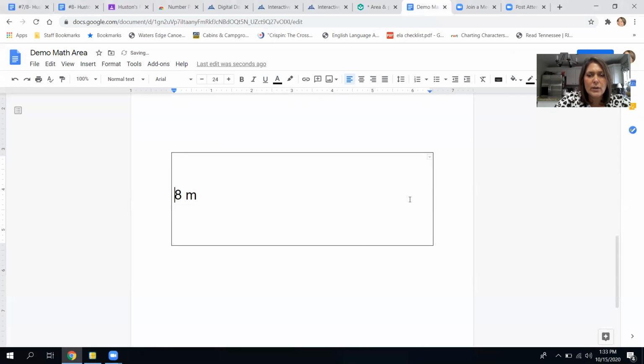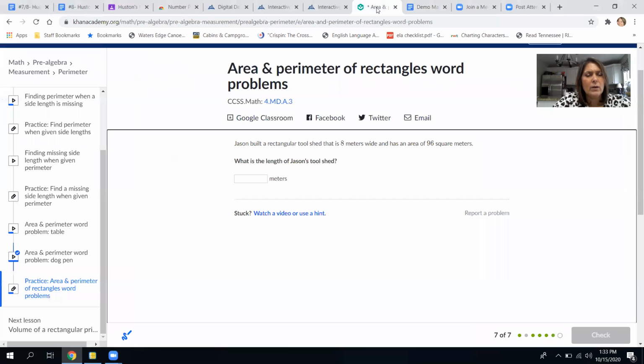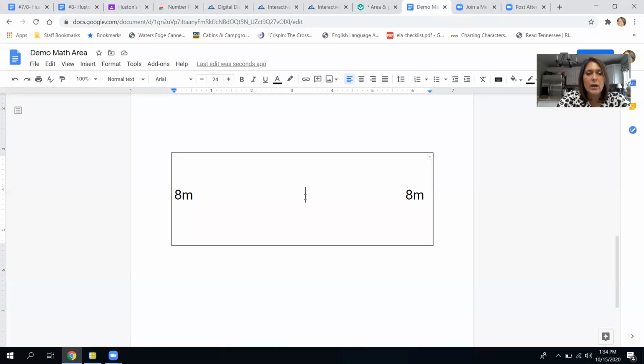And it's a rectangle, it's a rectangular tool shed. So we know that both sides are going to be 8 meters because of our knowledge of opposite sides. Opposite sides are the same in a rectangle. And we don't know the length, okay? All we know is the width, and we know what the area is. And the area is 96. Okay, so the area equals 96 square meters, okay?